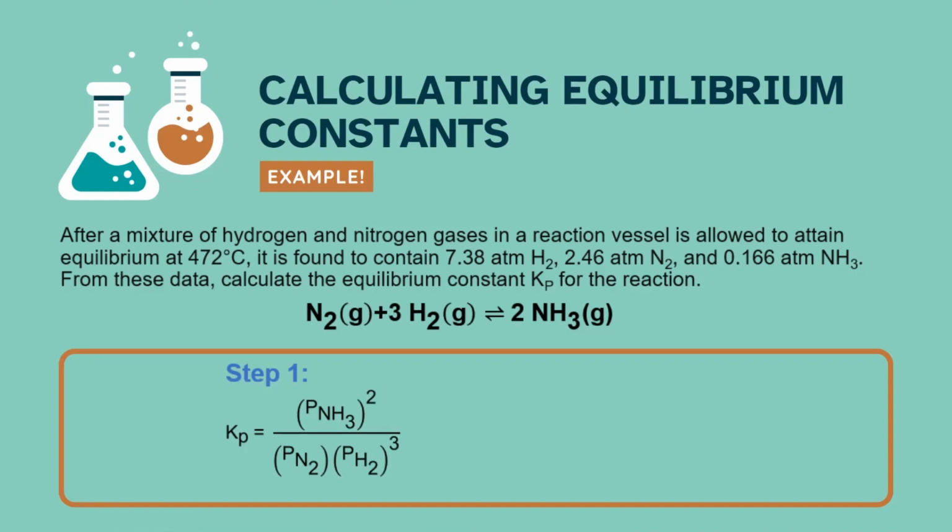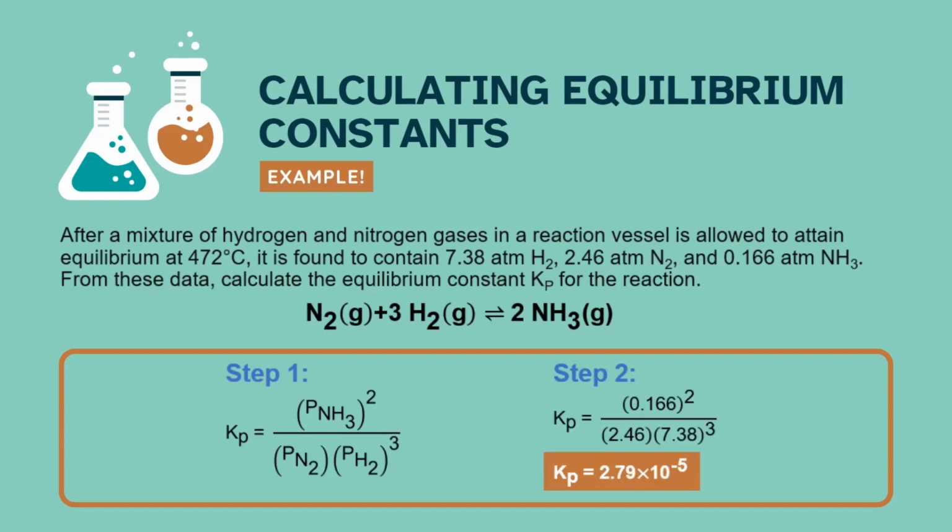And then we raise the partial pressure of NH3 to the power of 2 because of its stoichiometric coefficient, and then divide it by the partial pressure of N2 and H2, wherein the H2 is raised to the power of 3. And again, the partial pressure of NH3 is 0.166 atm as given, 2.46 for the N2, and 7.38 for the H2. And using direct substitution, we now get a Kp value of 2.79 times 10 raised to negative 5.